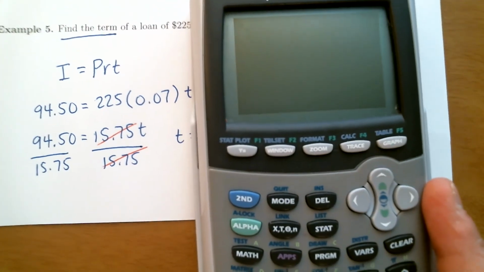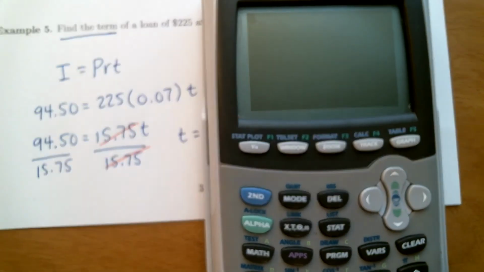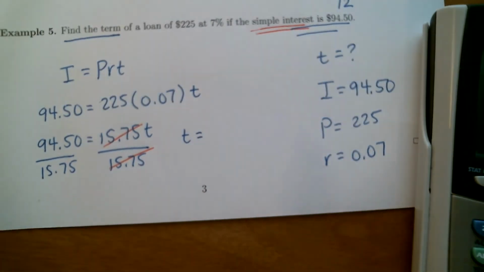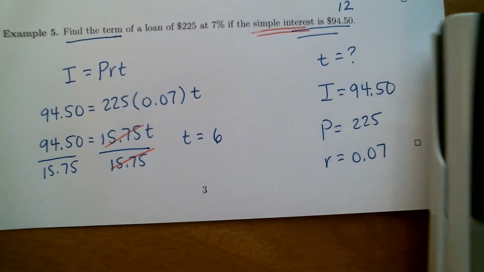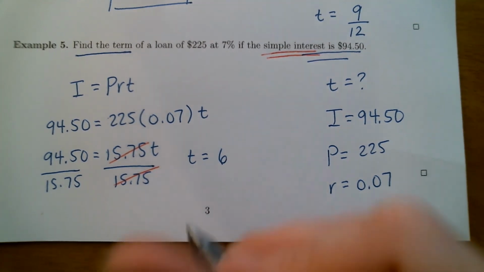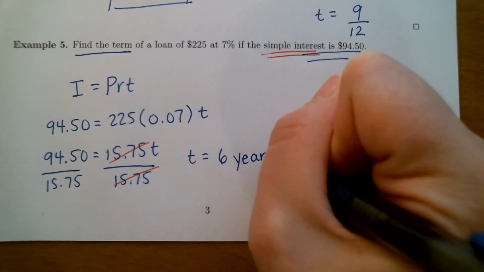So let me do that here. Try to make sure you can see it. So 94.50 divided by 15.75. There you go. You get a nice even number, so t equals 6. Units are going to be extremely important when you do stuff like this. Is this $6? Or what is this? Remember, you are finding time. When you work with time in the formulas, time has to be measured in years. So when you're solving for time, the answer that gets spit out is also in years. So the answer here is 6 years. That's the term of the loan.